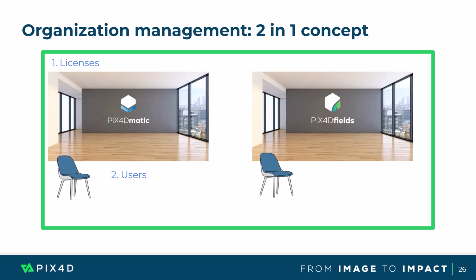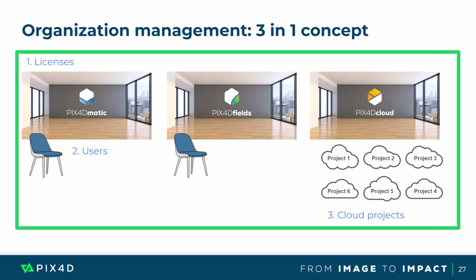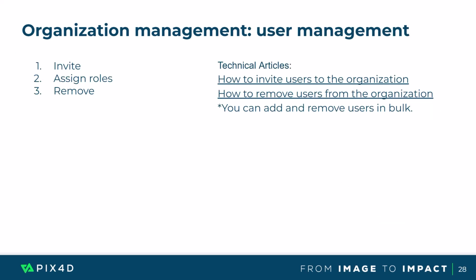Imagine each software is a meeting room. Each meeting room only has one chair. All users in the same organization or company can use the meeting room's chair whenever a seat is available. Whenever a user leaves the seat, another user can occupy it. If you also have a Pix4D Cloud license, the meeting room essentially provides unlimited access for users from the same organization to view and work on projects. There are 3 primary actions for managing users in an organization: inviting users, assigning roles, and removing users.